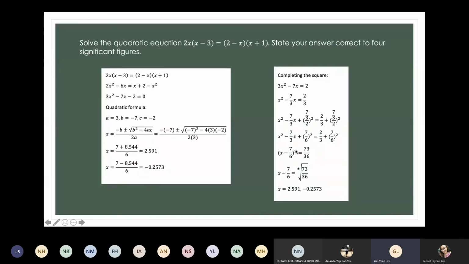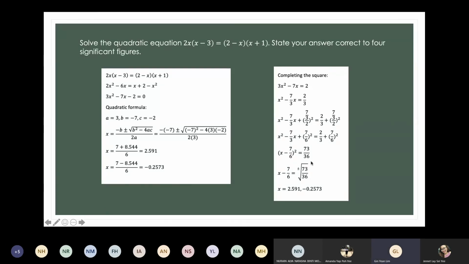You just copy the value for the square you get into the bracket here: x minus 7 over 3 bracket together and make it square. This is like skipping steps. You don't need to calculate the value in front here to form this equation and form the variable square here. So you make x minus 7 over 6 square equals to, you add together the value behind, 2 over 3 plus 7 over 6 square.